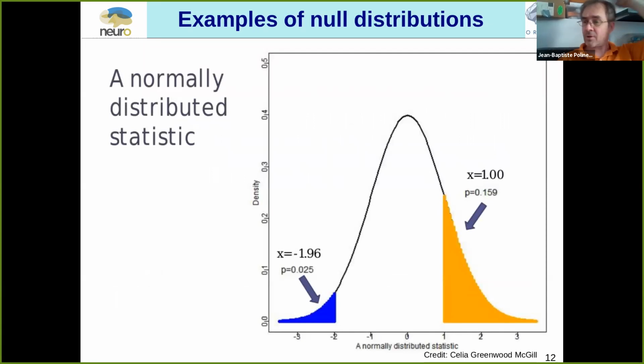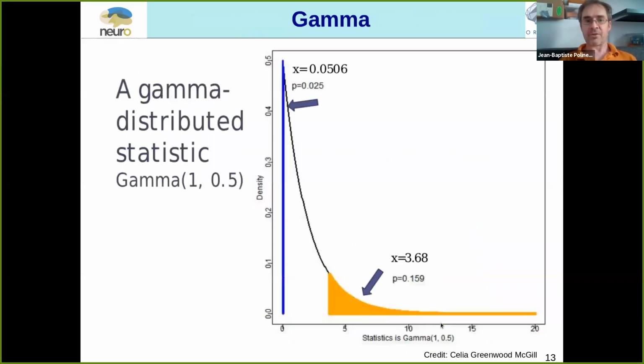So those are a couple of p-values associated with some distribution. I don't know if you see my mouse here, but this is p equal 0.159 if you're in a normal distribution and z is greater than one, and if it's the gamma distribution, then you have to have the statistic being greater than 3.7.